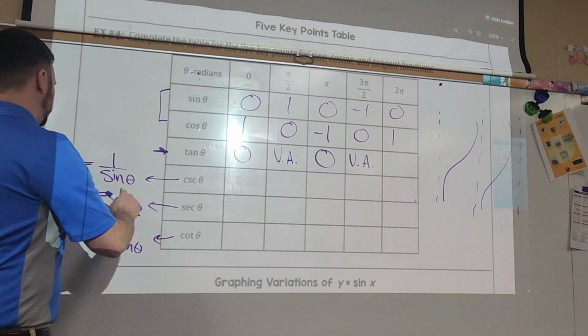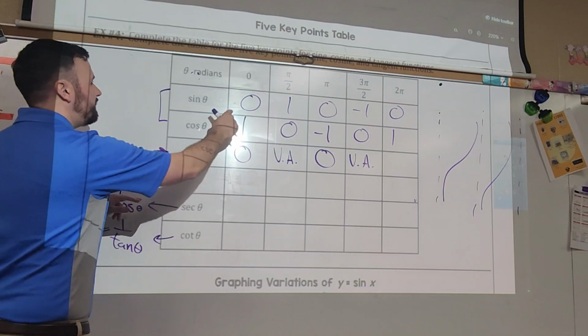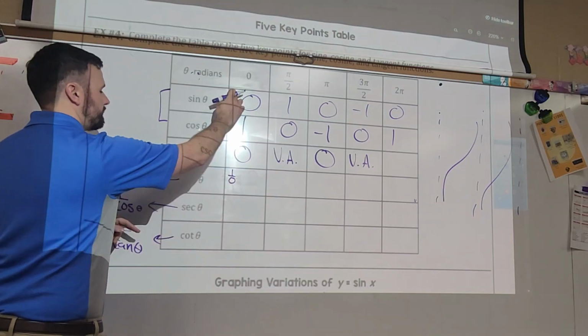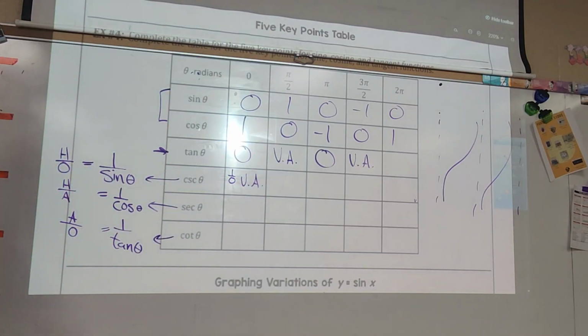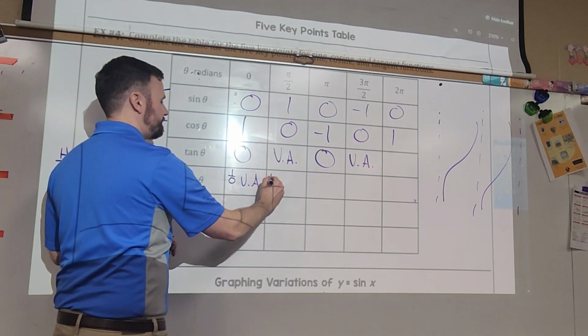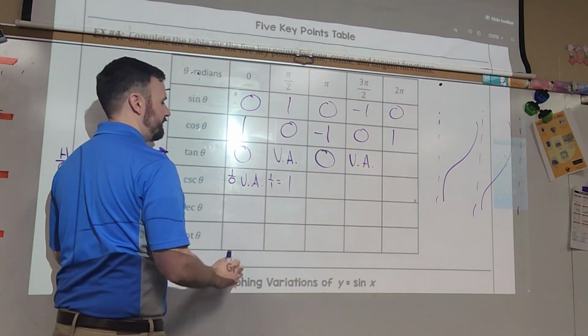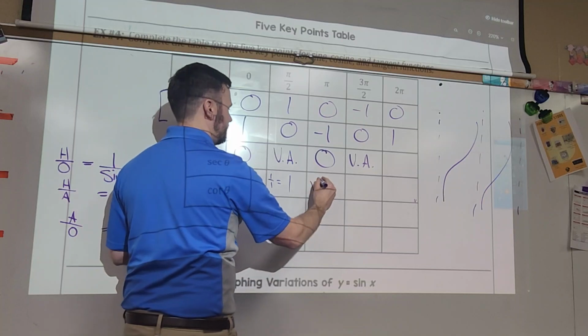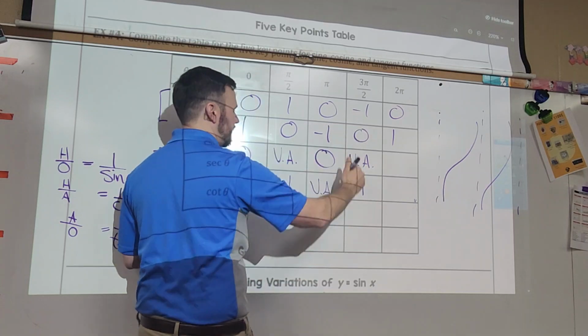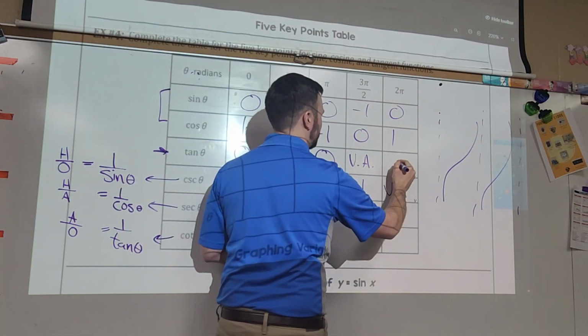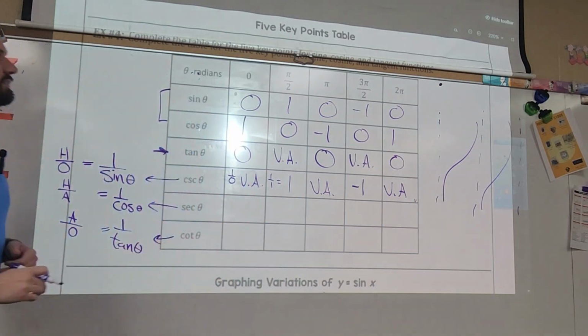All right, so cosecant. Ooh, what is 1 divided by 0? Vertical asymptote. What's 1 divided by 1? 1. What's 1 divided by 0? What's 1 divided by -1? And what's 1 divided by 0? Oh, Jiminy Crickets. This chart is something nice to, when we get done with the next 4 sections, maybe draw a little star or something by this to remind you.